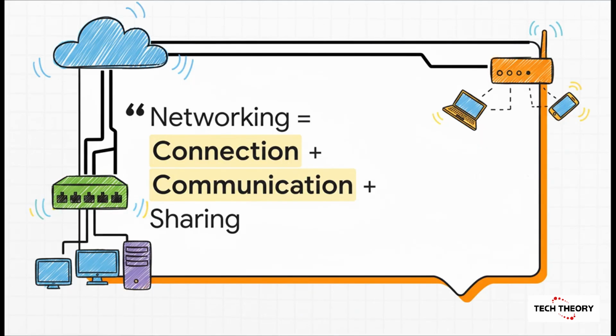So if you take away just one thing today, let it be this simple little equation. Networking is all about three things: connection, which enables communication, which makes sharing possible. Connection, communication, sharing. It's a simple idea, but it's an idea that has completely and totally changed the world.